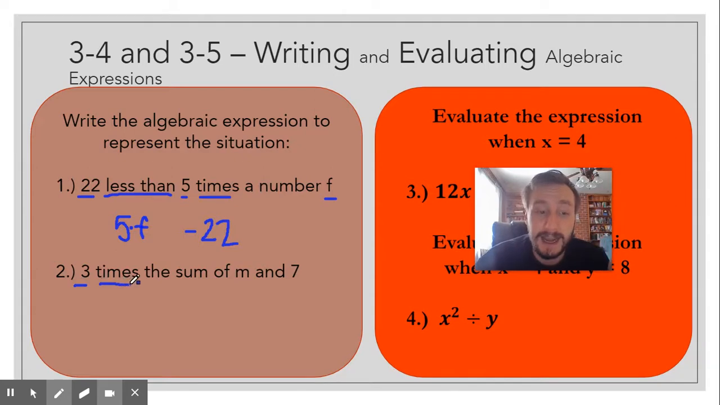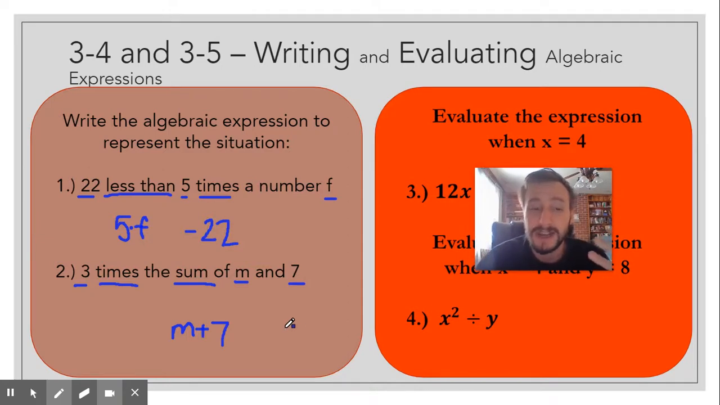3 times the sum of m and 7. So 3 times the sum of m and 7. Well, sum is the answer to what type of operation? Sum. Difference is subtraction. Product is multiplication. Quotient is division. And sum is the answer to an addition problem. Well, what are we trying to add here? We're trying to add m and 7. Right? So that's a given. We want to figure out what's m plus 7.